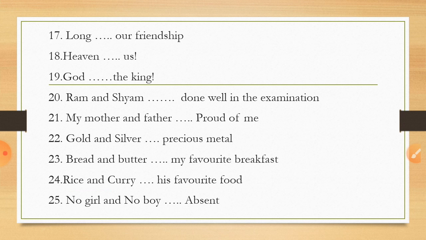Long dash our friendship. Long live our friendship. So these are few sentences, optative we call. Okay, so usually we use plural verb. Similarly, you can have a look at the 18th one. Heaven help us, not helps, it's help us.